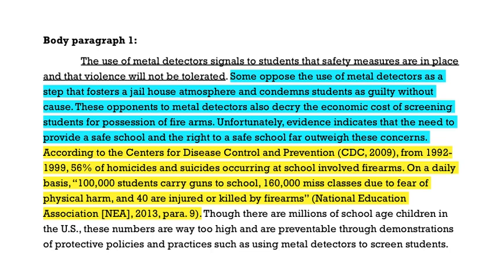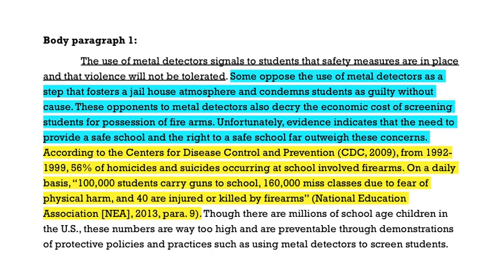And then in yellow, we have a different type of evidential support here, which is using statistical information from the CDC. So according to the Centers for Disease Control and Prevention, from 1992 to 1999, which is a bit old, by the way, as we're getting on here in time, 56% of homicides and suicides occurring at school involve firearms. On a daily basis, quote, 100,000 students carry guns to school. 160,000 miss classes due to fear of physical harm, and 40 are injured or killed by firearms.